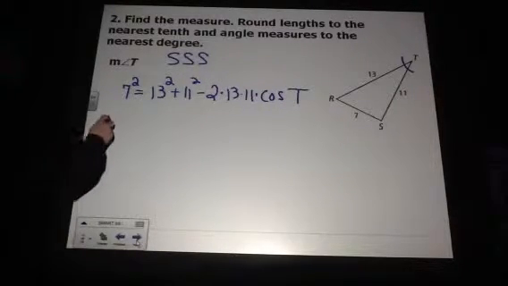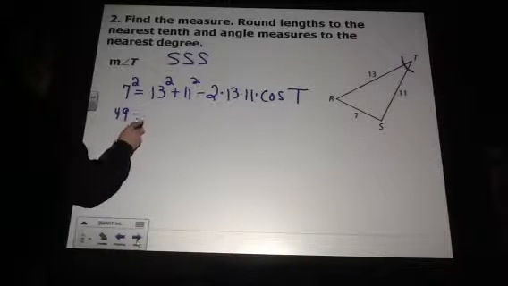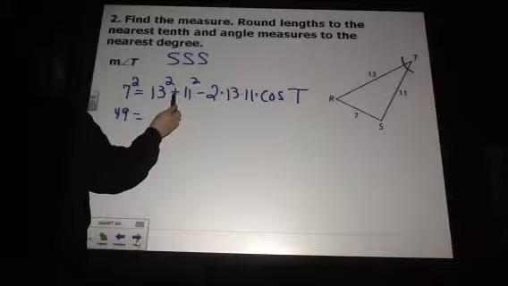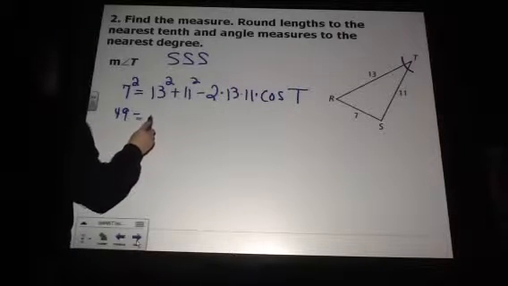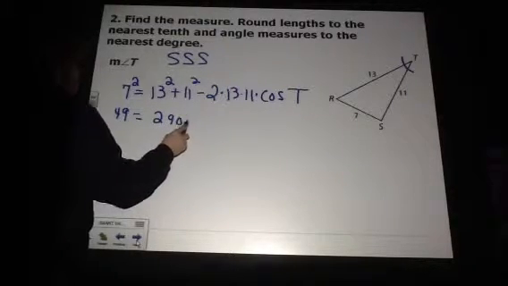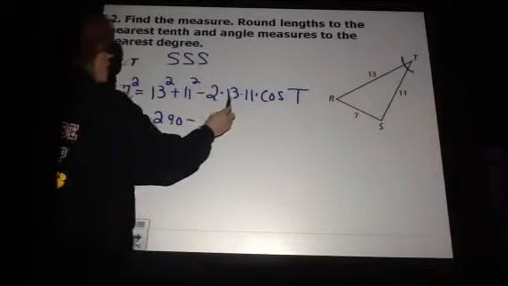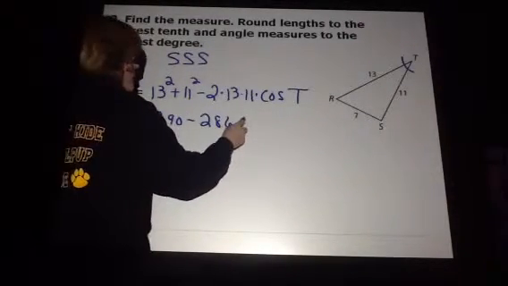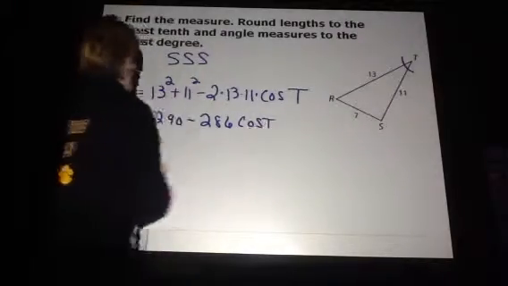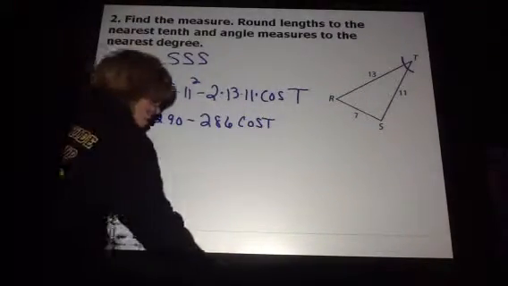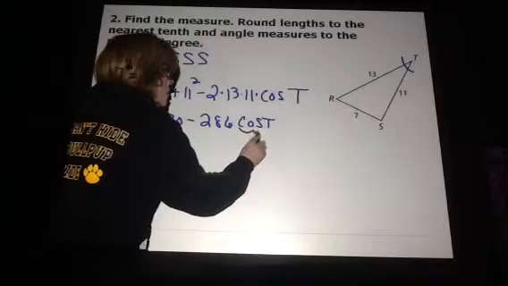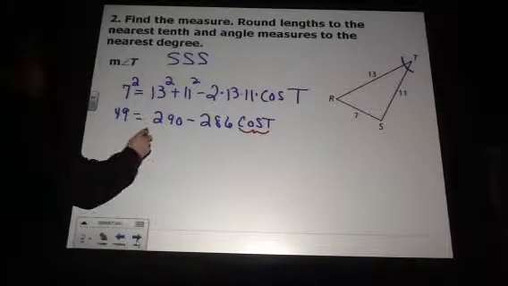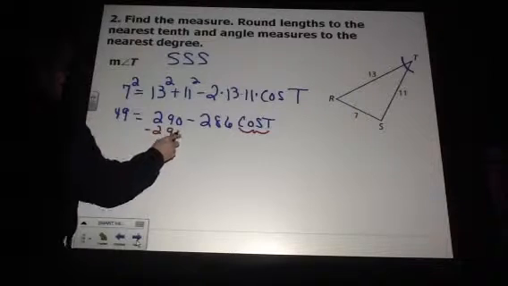Okay, so let's simplify here. You have 49 equals, and you need to key in 13 squared plus 11 squared. When you do that, you get 290. Minus, go ahead and key in 2 times 13 times 11, and you get 286. And bring down your cosine of T. All right, we're going to solve this like an equation. We're trying to isolate the cosine of T. So the first thing we want to do is get rid of this positive 290.